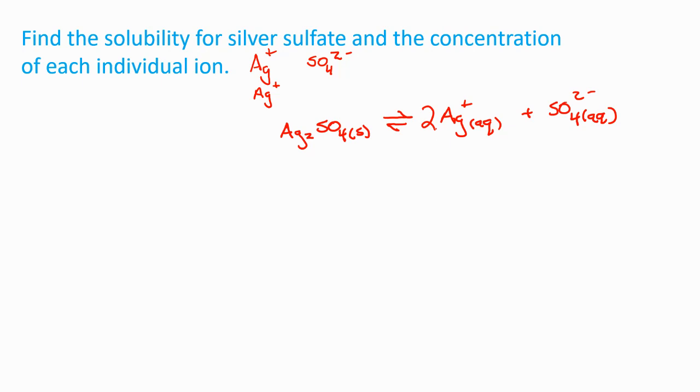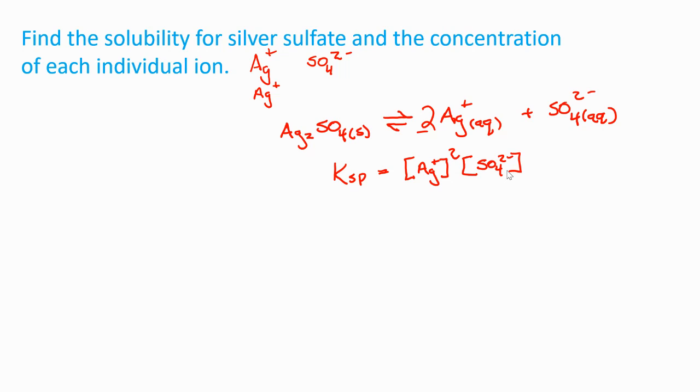But to keep this balanced, I need to have a coefficient of 2 in front of Ag plus. So when I write the equilibrium expression for this reaction, I get Ksp is equal to the concentration of Ag plus, but it's also squared because of that coefficient, multiplied by the concentration of SO4 2 minus. Ratios are so important in these problems.